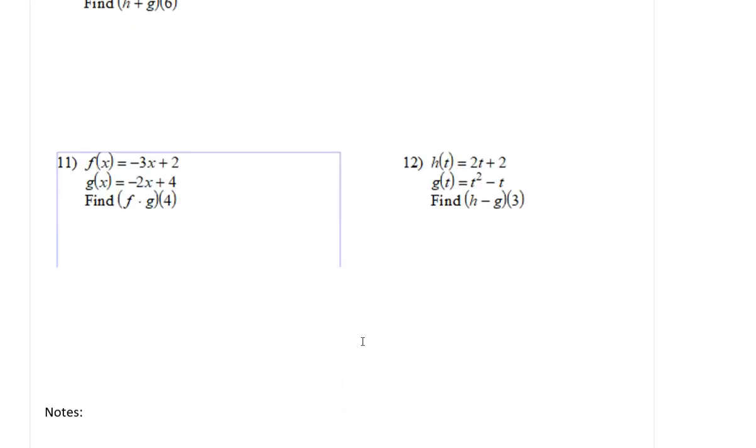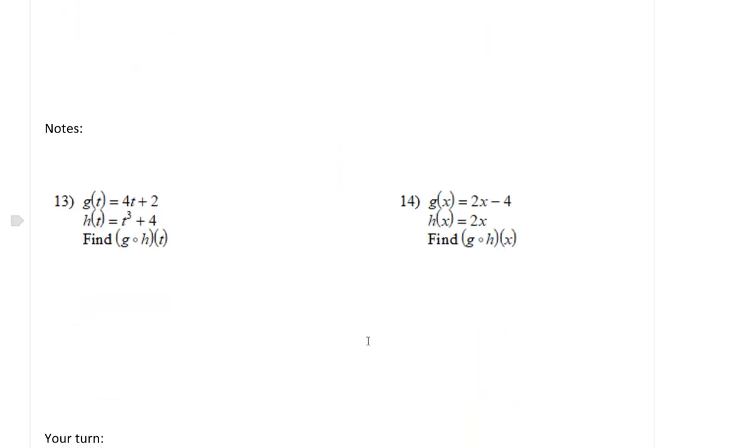Again, there's a couple there for you to do. You can press pause and do them, or you can move on to the notes and come back and do them later. Numbers 13 and 14. Different symbol. Notice that this symbol, it's an open circle. That does not mean multiply. That means you're taking the h function and you're plugging it into the g function.